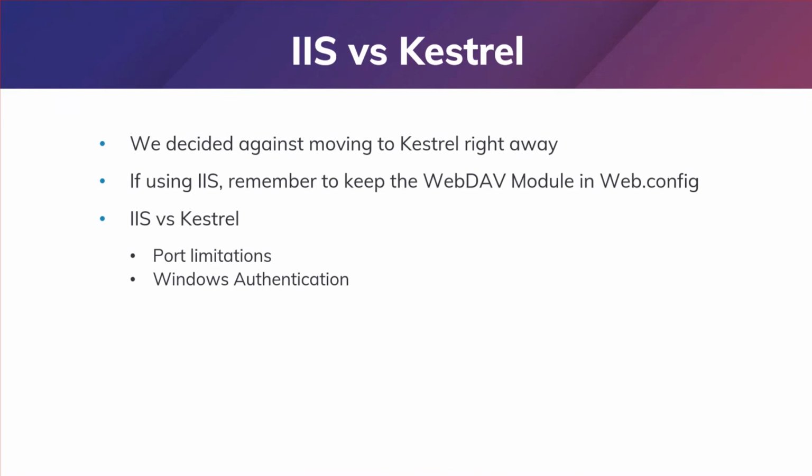So in our case, we host multiple web apps on the same VM. And if you use Kestrel, you can't all share the same port 80. So that would have forced us to having a VM per app or something like that. So just be kind of cognizant of that.